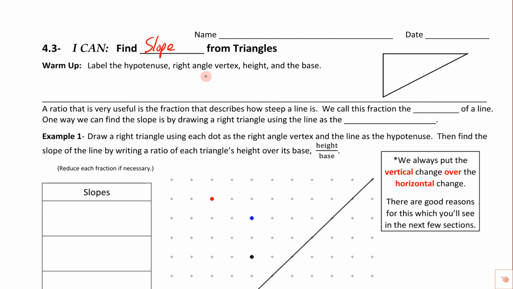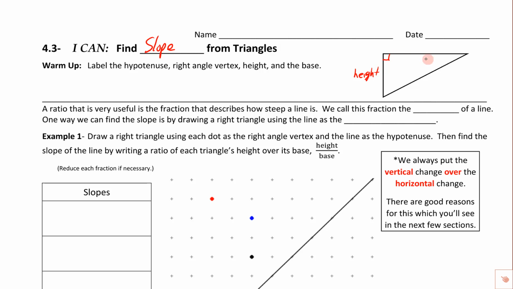Now, a right angle and vertex, you should know what a right angle is. Remember, that's a 90-degree angle, and a vertex is a corner of a polygon or a figure or something like that. So the right angle vertex is right here. So the first thing I'm going to do is put that right angle box, that indicator, right there. Now, the height of the triangle on this particular one is right here, so I'm just going to label that as height. That's the vertical part of this right here, going from top to bottom.